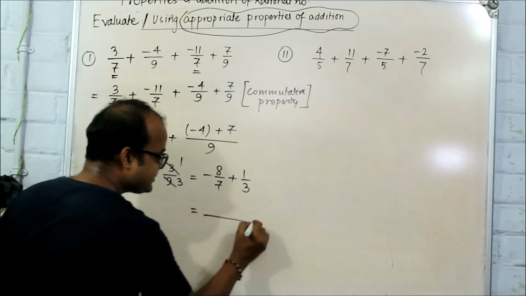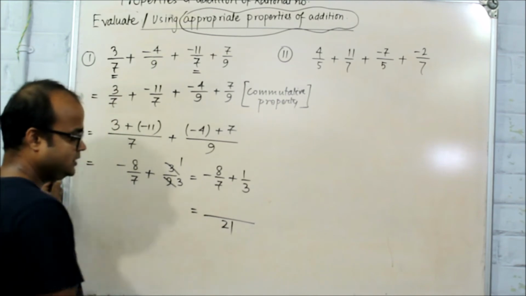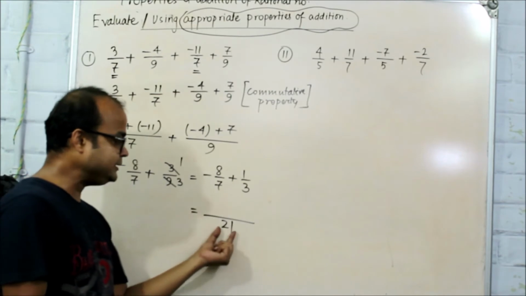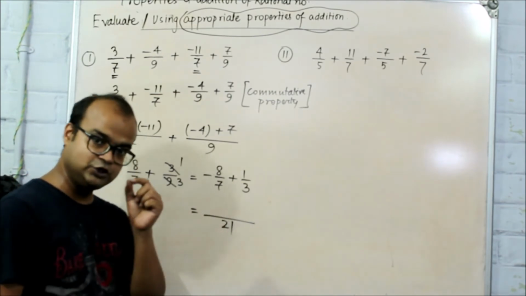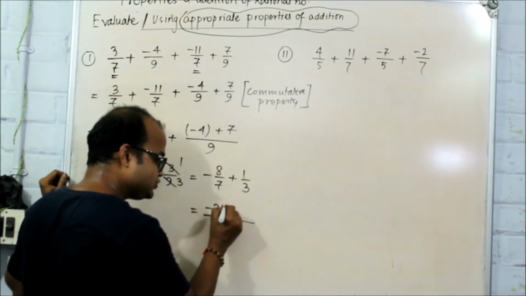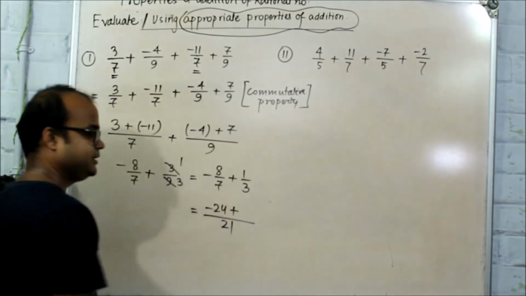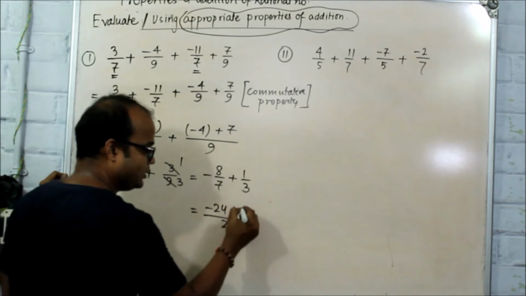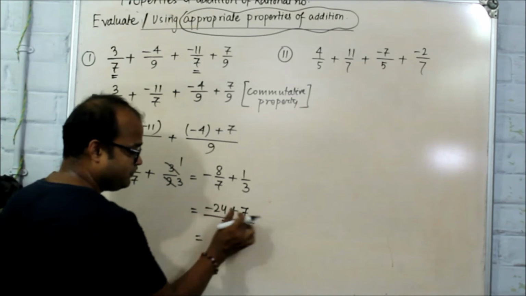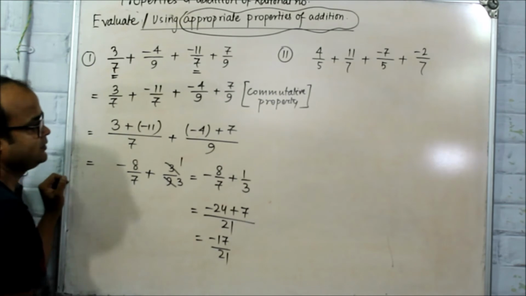So now 7 and 3, the LCM is 21. Now the process I told you: LCM divided by denominator. 21 divided by 7 is equal to 3. 3 multiplied by minus 8 is equal to minus 24, plus 21 divided by 3 is 7, multiplied by 1, that is 7. So this will be minus 24 plus 7, which is equal to minus 17 by 21. Clear?